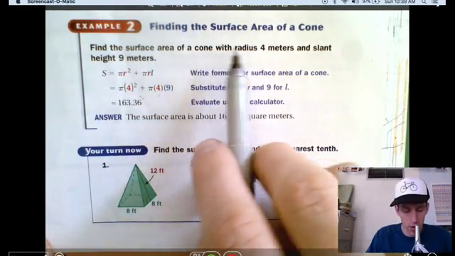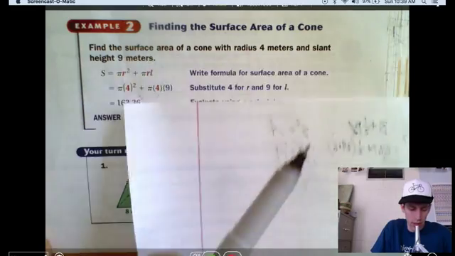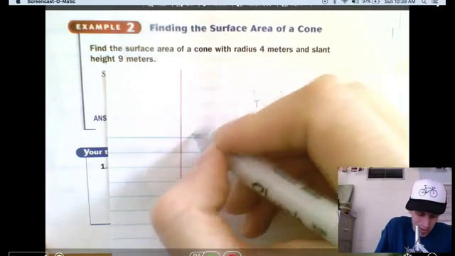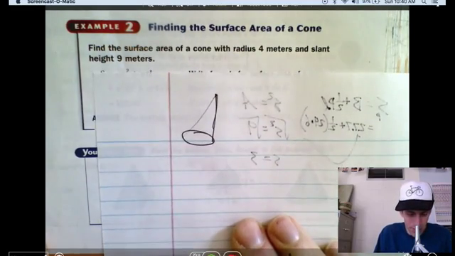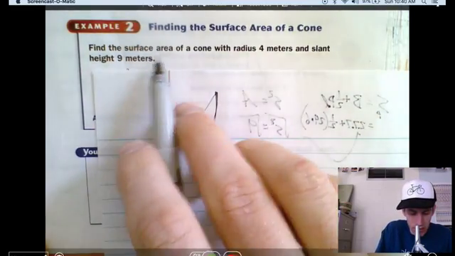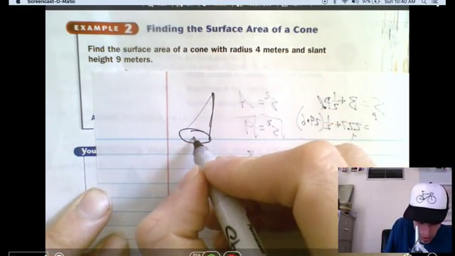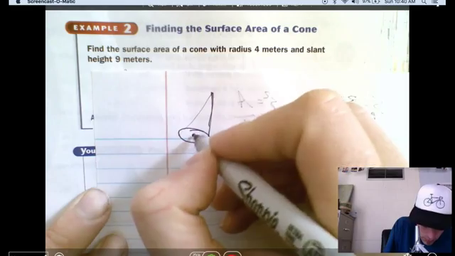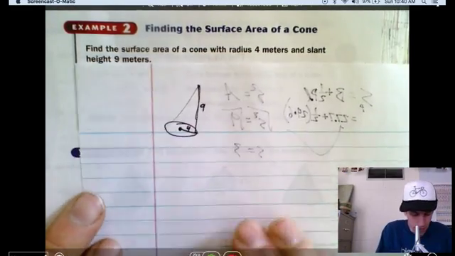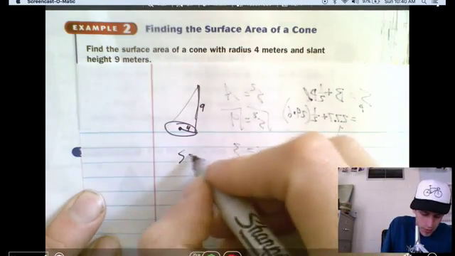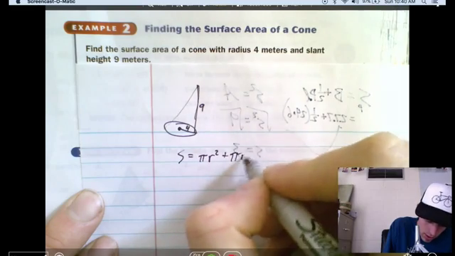Find the surface area of a cone with radius 4 meters and slant height 9 meters. Now guys, it doesn't take long to draw pictures. Boom, I just drew a picture of a cone, right? But it really helps. Radius down here, 4 meters, slant height 9 meters. Okay? Remember the formula? Surface area of a cone equals pi r squared plus pi RL.